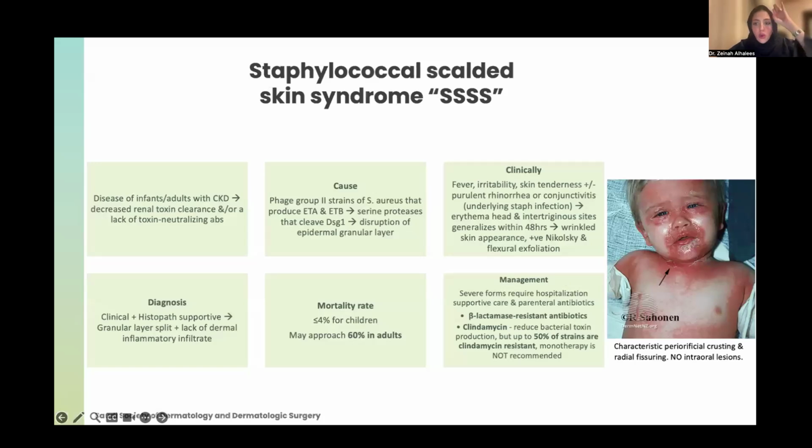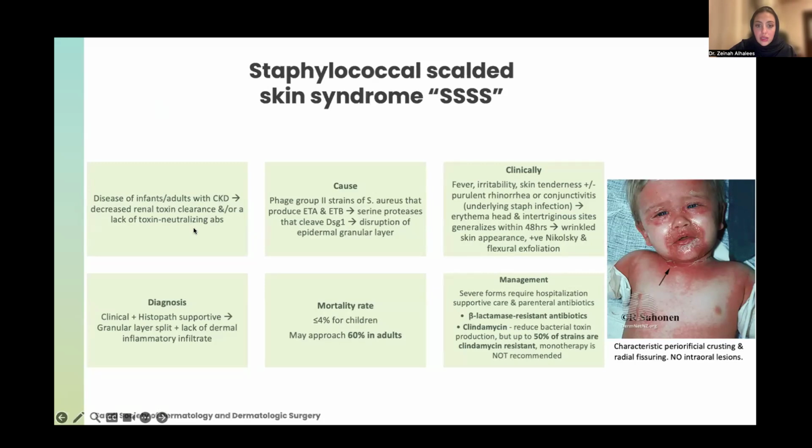So this I'm just going to go over quickly. So Staphylococcal scalded skin syndrome. So SSSS or quadruple S is considered one of our emergencies, pediatric emergencies as well. It does occur in infants and children, but you can see it in adults as well. So usually you see it in adults with CKD, because they don't have the ability to clear the toxins via the kidneys, and or they lack the toxin neutralizing antibodies.